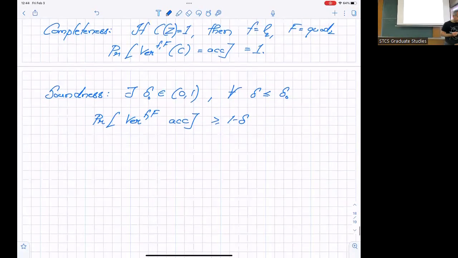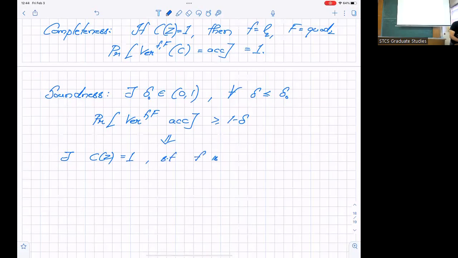So I want to say that this implies there exists a z. Notice that in this case, all I want to show is there exists a z with C of z equals 1. That will prove the soundness statement for the PCP verifier, that's all I need. But therefore, there exists a z such that f is delta close to L of z and capital F is delta close to quad z.